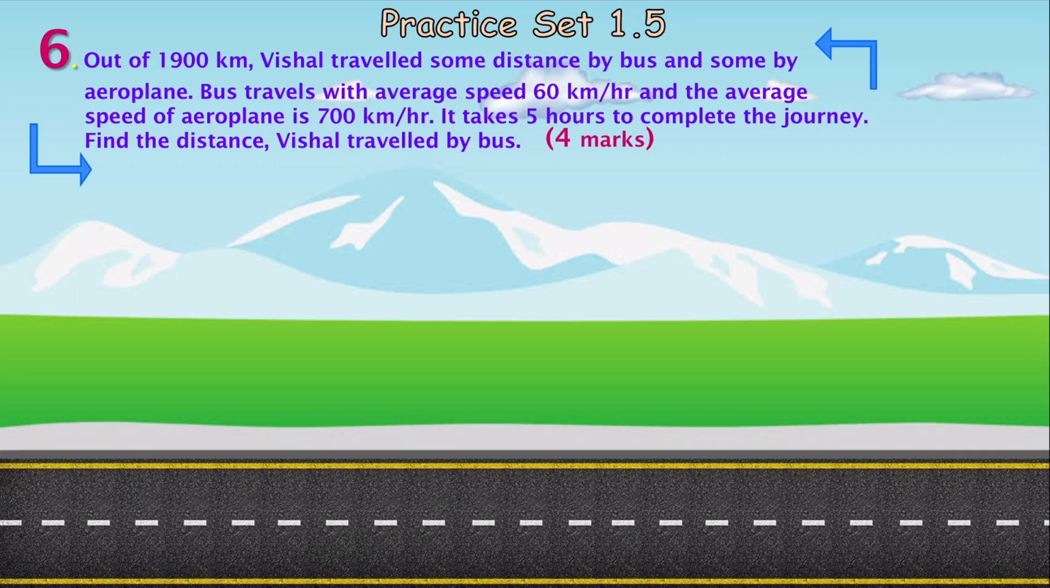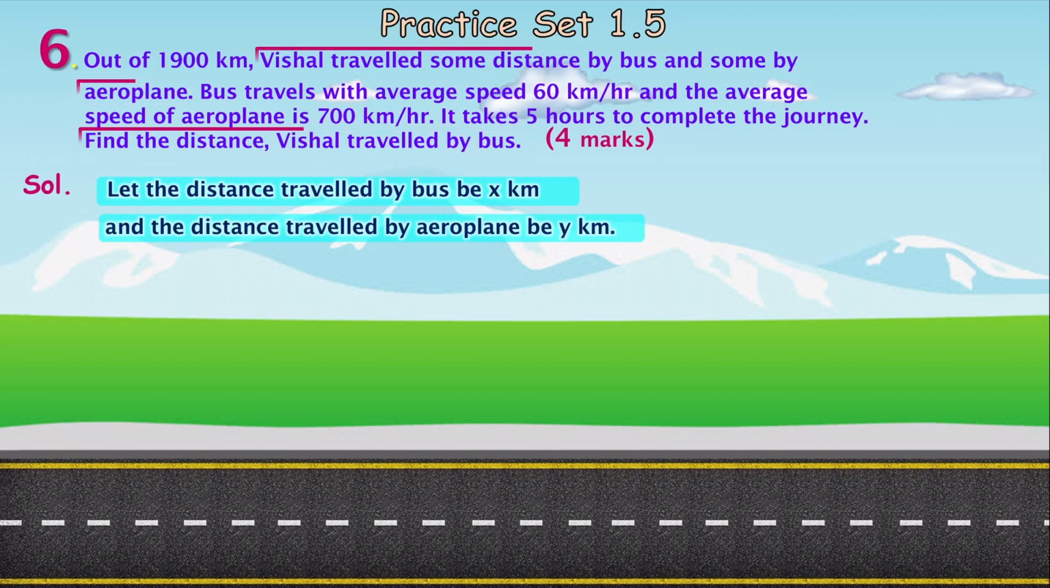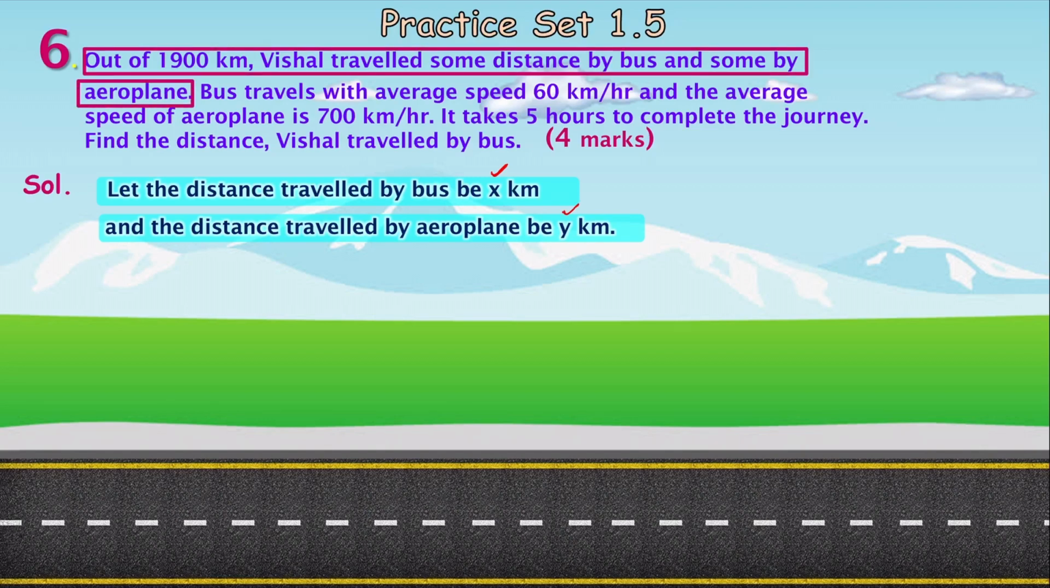Okay, now let's see how I make a linear equation from this problem. Solving the linear equation, we'll see in the next part, but how do you make a linear equation from this problem? So let's start. We travel some distance by bus, so let the distance traveled by bus be x. Let the distance traveled by aeroplane be y. These are my variables. We had seen linear equation as variable.